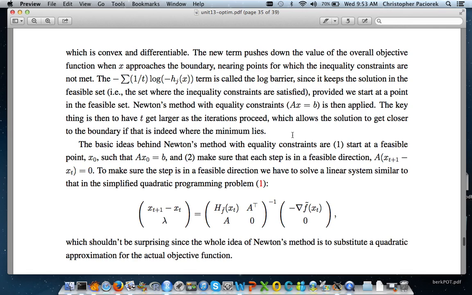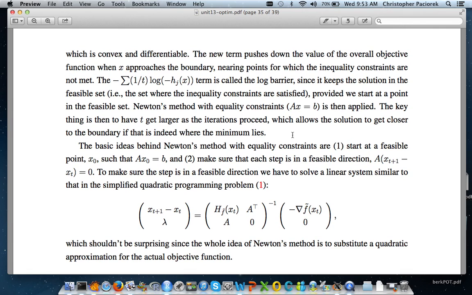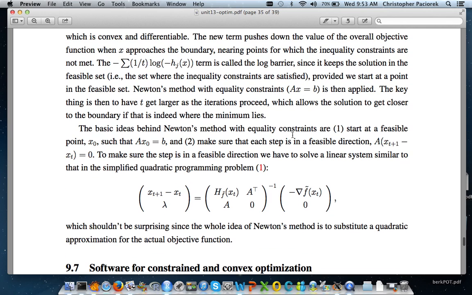Okay, so I've got my objective function, I have my inequality constraints, and I have my equality constraints. I've basically taken my inequality constraints and moved them into the objective function. But I still have the equality constraints that I need to satisfy. So then the question is, how do I satisfy the equality constraints? Basically, we're going to use Newton's method or a Newton-like method where we incorporate the equality constraints.